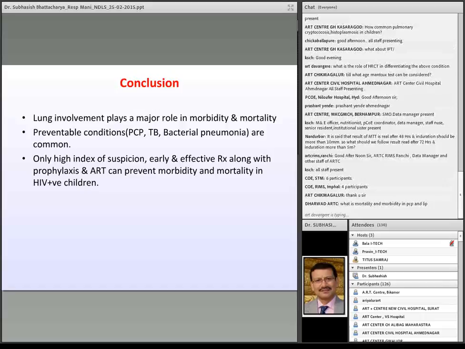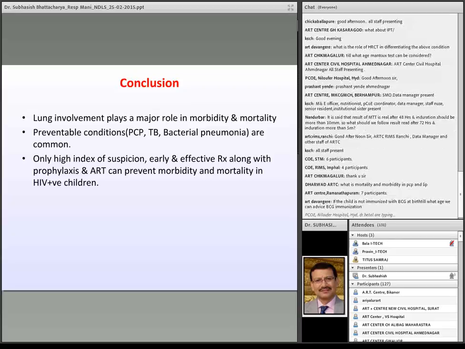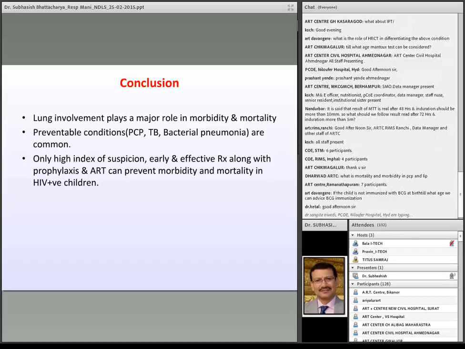Yes, for Mantoux testing we should wait for at least 72 hours, and after 72 hours we take the transverse diameter of the induration, not the erythema. If it is more than 5 mm it is taken as positive, but less than 5 mm is not taken as positive. But definitely not only the Mantoux test; the clinical presentation, investigation and radiological features should also be considered when you are considering TB in the presence of HIV.